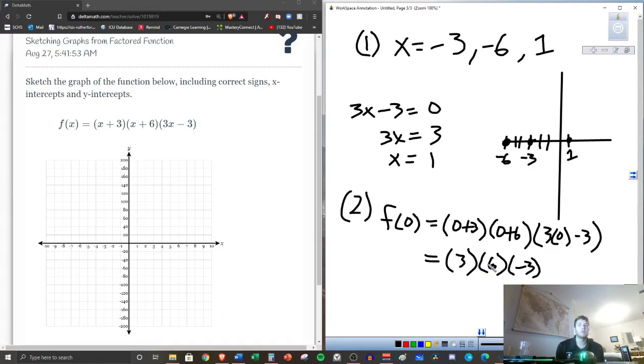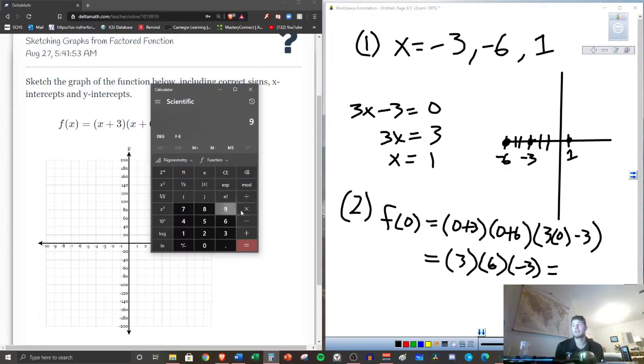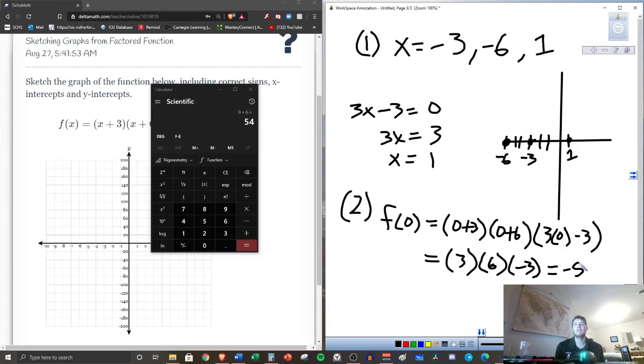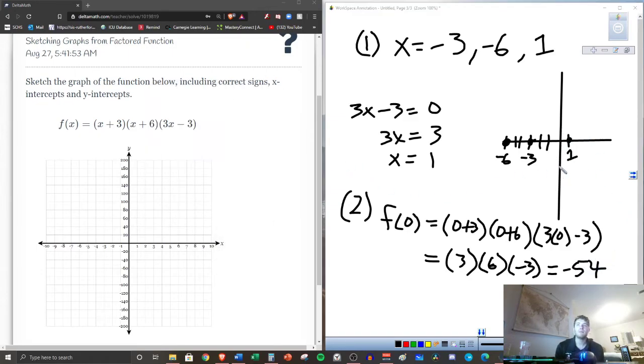So 3 times 6 times -3, well, 3 times -3 is -9, times 6, so what's 9 times 6? Well, I'm doing my mental math. If you need to use a calculator, you can. I'm not perfect, so even your old math teacher needs it sometimes. -54 is what we're looking at. So we're going to plot that down here. Remember, the sign is so important.